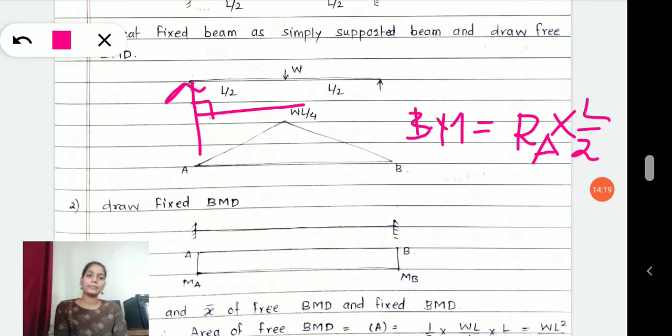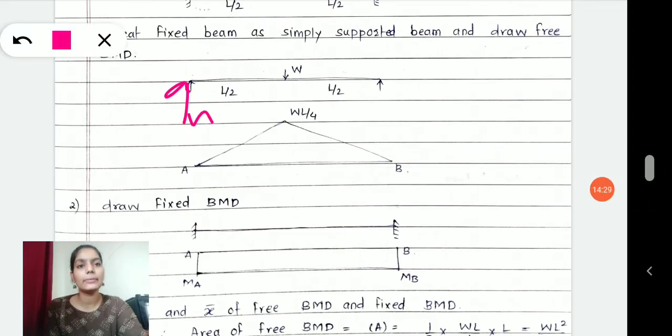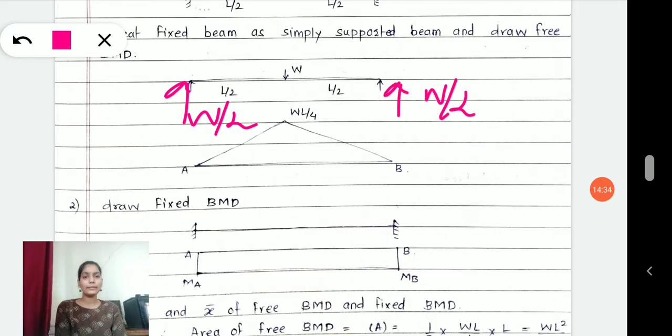Right, now what will be the reaction at support A? Simple, by symmetry you can tell me, the force at RA is W by 2, at RB W by 2. Why W by 2? Because whatever force is coming upon my beam will be shared equally by the two supports. Why equally? Because my load is exactly acting at the center, so by symmetry it will distribute equally on the two supports, and that is why my reactions will be W by 2 at each support.